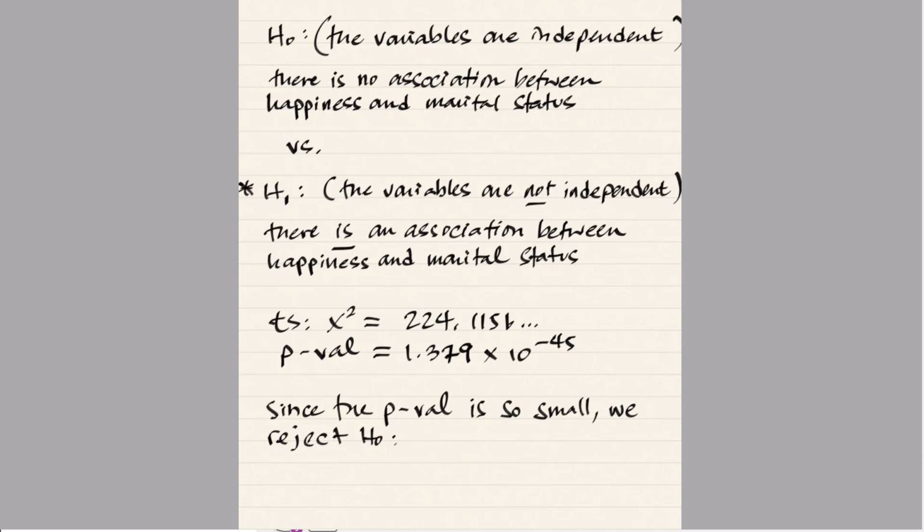So we're rejecting the null, and what that means on a practical level is that the evidence shows that there is a connection or an association or some kind of a relationship between marital status and happiness.